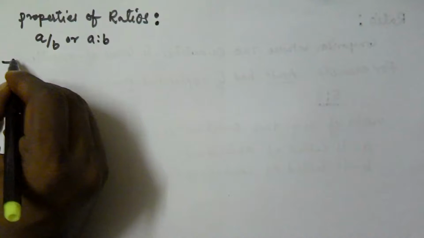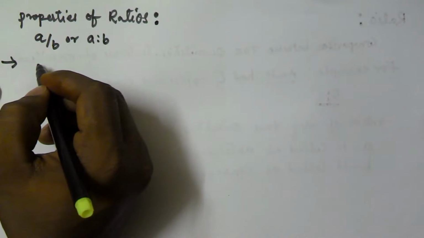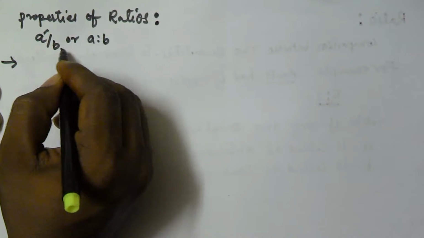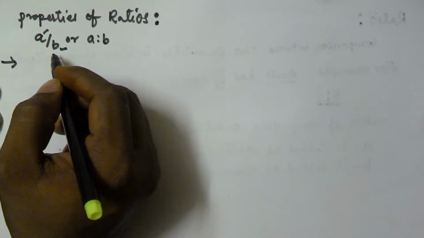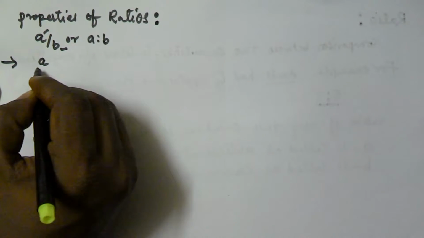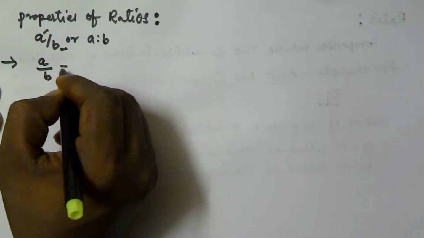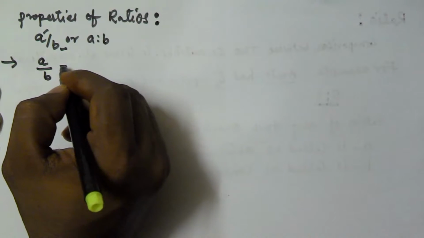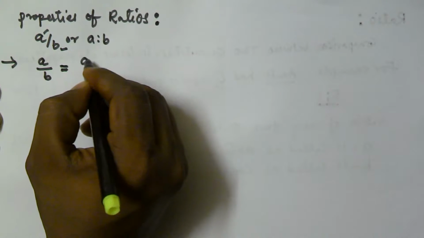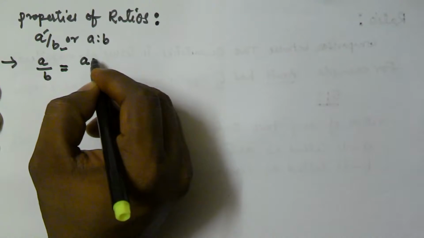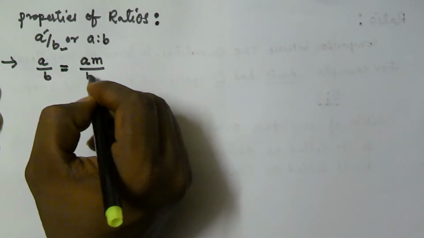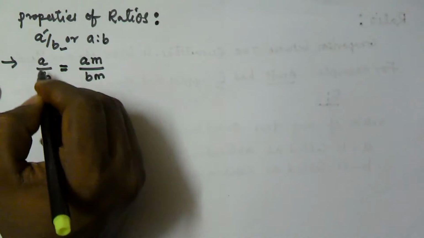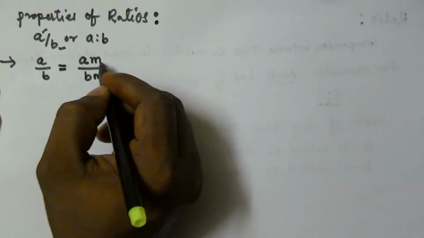So the first property is the value of the ratio does not change when the numerator and denominator both are multiplied by the same quantity. Suppose we have the ratio A by B. If you multiply numerator and denominator by the same number, the ratio is not going to be changed. For example, multiplying both the numerator and denominator by m, we get am and bm, so the value of the ratio is not going to be changed.